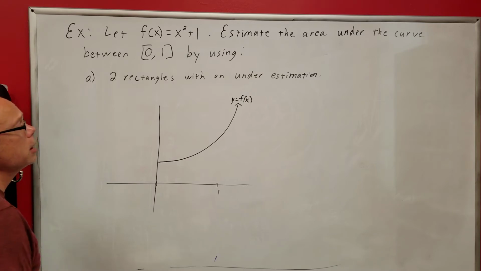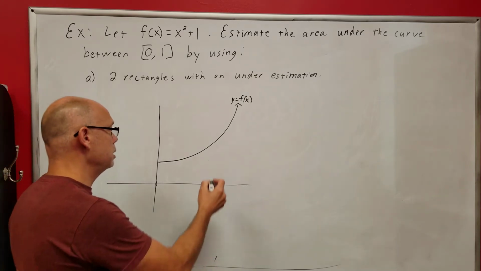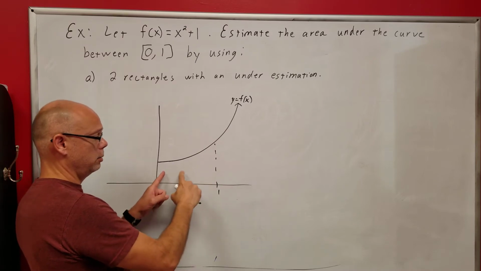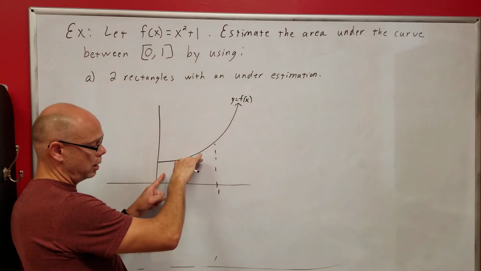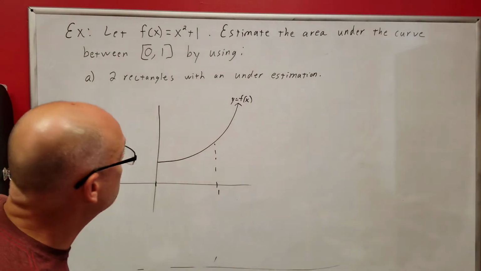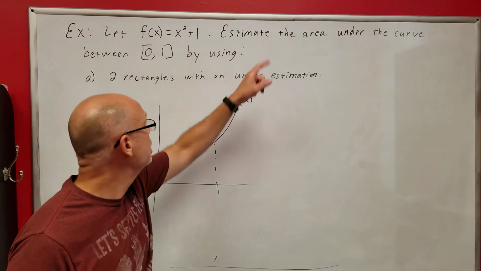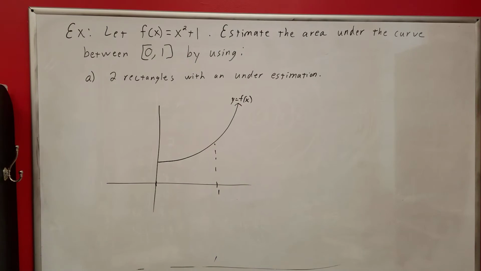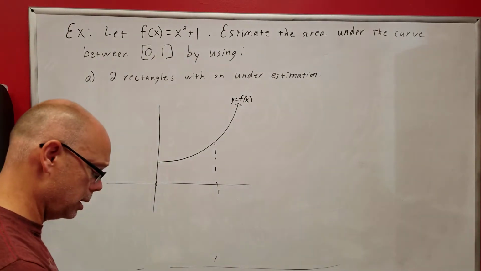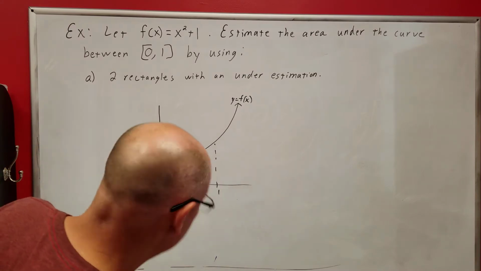Now, what does it want me to do? It wants me to find this area between 0 and 1, between the curve and the x-axis here. And actually, it doesn't really want me to find it exactly. It wants me to estimate by using two rectangles with an underestimation. So let me draw a couple of rectangles here with an underestimation.